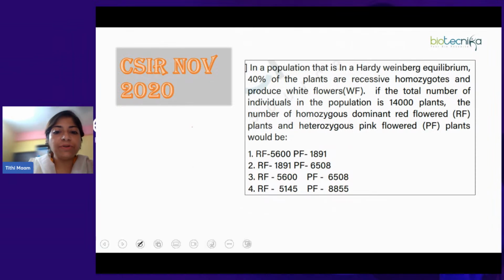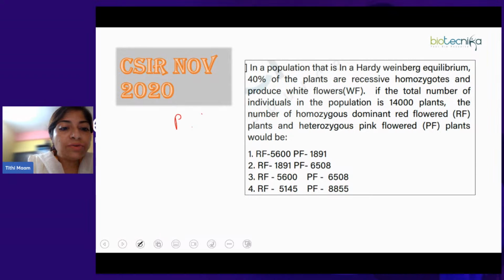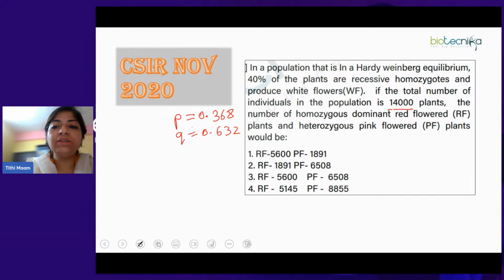So p and q's values we have already written. So p's value we have got as 0.368, and q's value we have got as 0.632. Okay, now once we have got that, if the total number of individuals in the population is 14,000, what will be the number of red flowers?